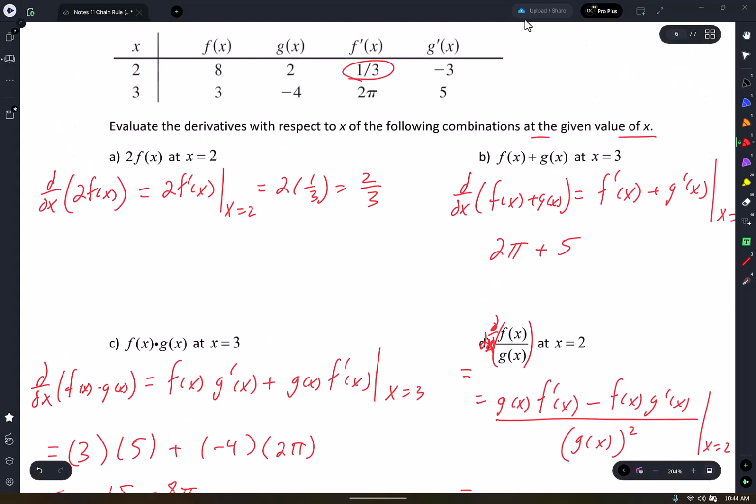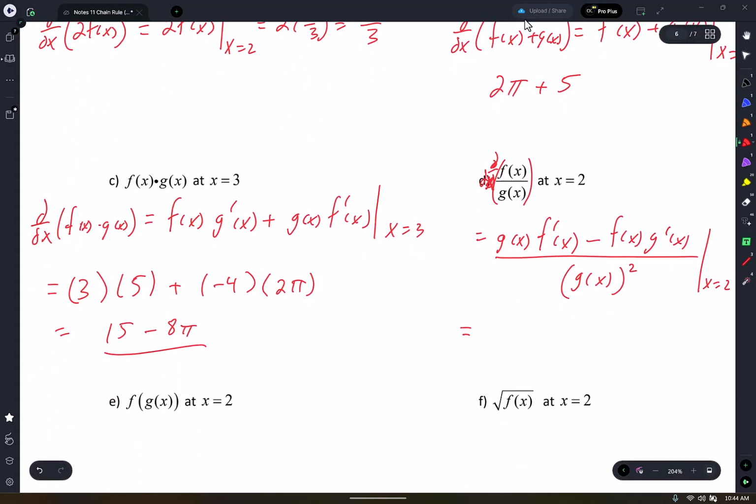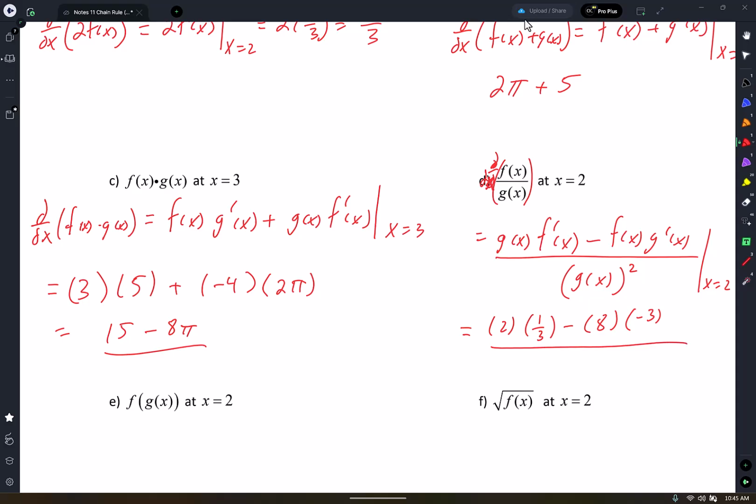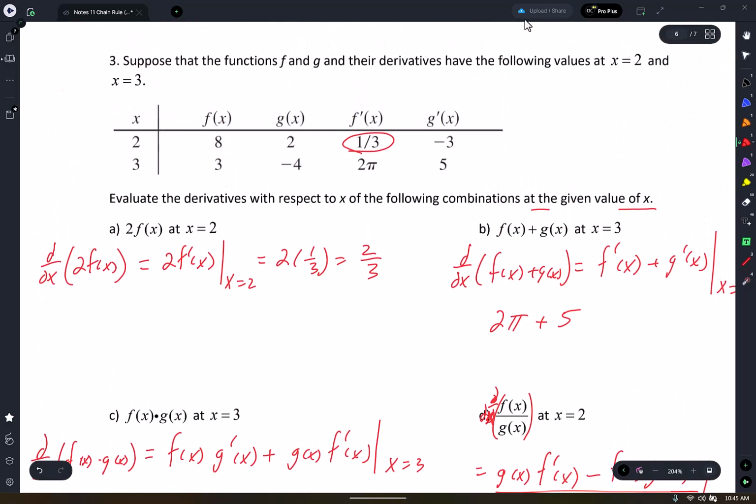All right, here we go. g of 2, 2. Okay, you guys help me out. f prime of 2, -1. 1/3. Okay. 1/3. Minus f of 2, 8. g prime of 2, all over g of 2. g of 2, 2.